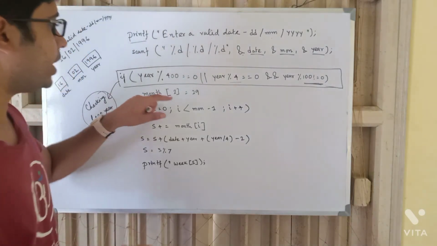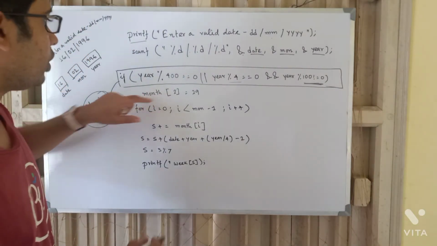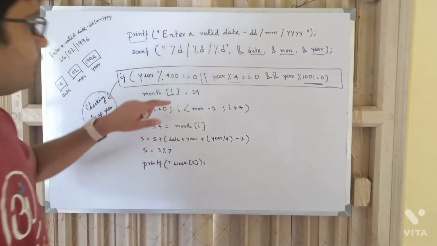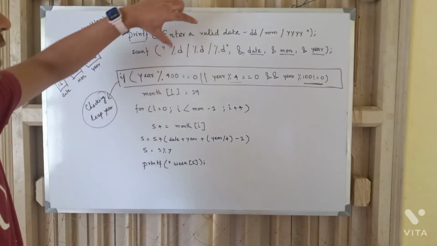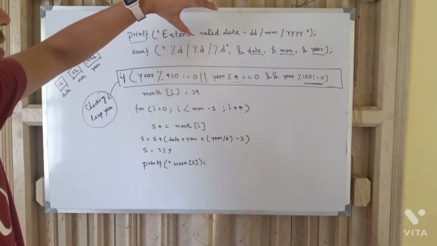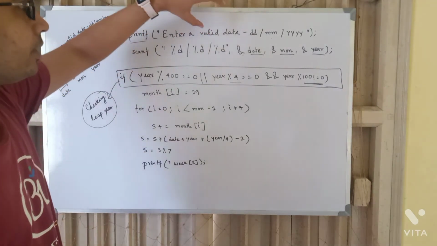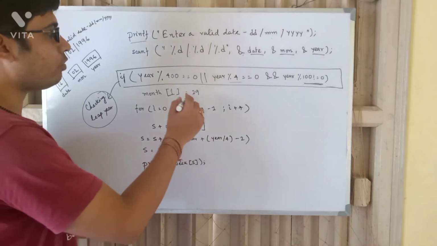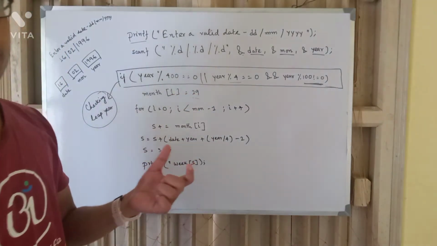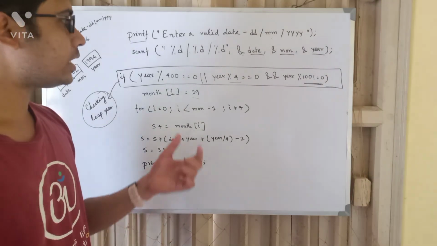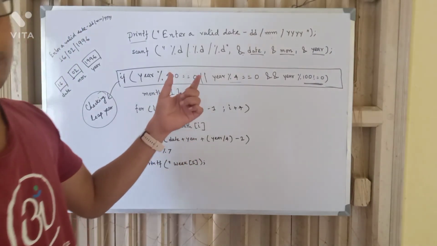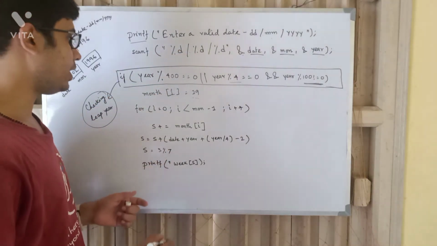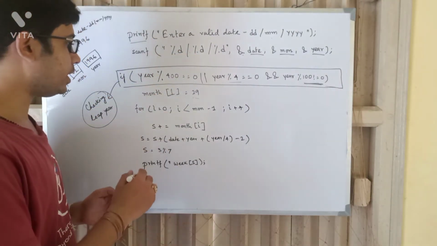If the year is a leap year, then month 2 will have 29 days. There was an array of months, and the second element of the array will be 29, because the last date will be 29, right? So the array with the last date is put into that position, and that position will be 29. Then we check the condition.